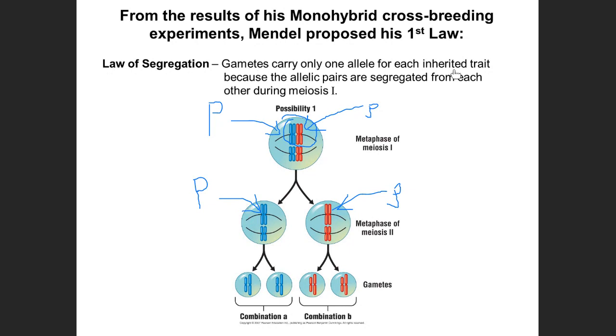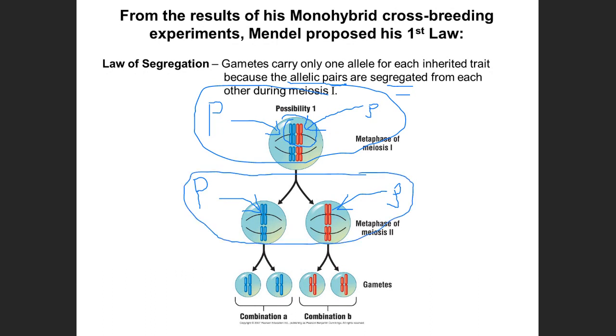So this is what we mean. Gametes carry only one allele for each inherited trait because the allelic pairs, which I'm showing you here, are segregated from each other. That's what's represented here during meiosis 1.